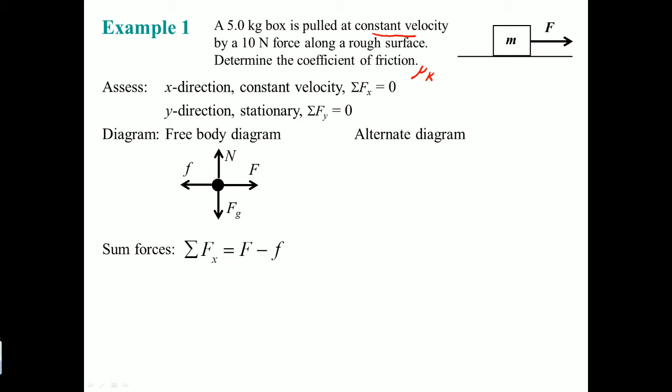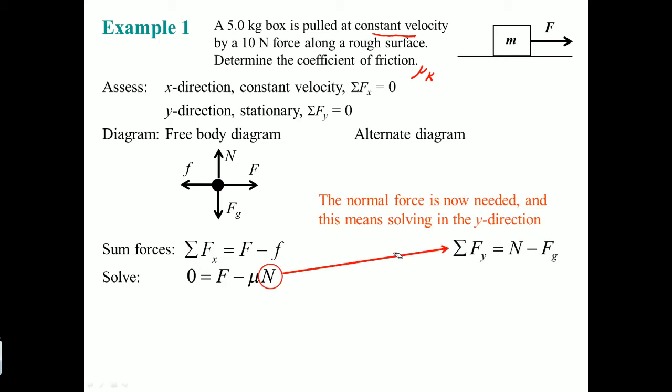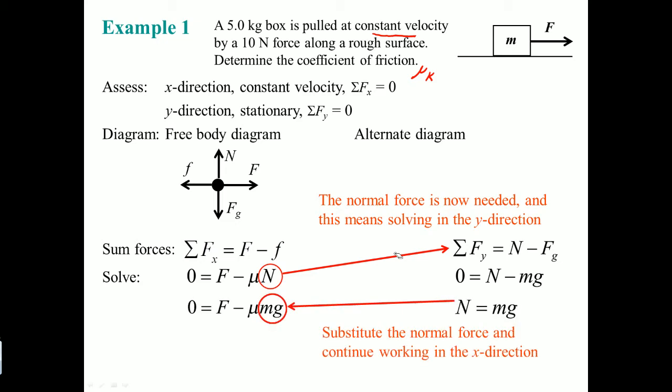So if we do the summation of the forces in the x direction, we saw that it is equal to 0 because it's at constant velocity. So we do 0 equals F minus mu n. We have to solve for n though. That's the normal force. So the normal force is now needed. And this means we have to solve for it in the y direction. So summation of my forces in the y direction equals n minus Fg. That is equal to 0 because it is stationary in that direction. Add mg to both sides. You get n is equal to mg.